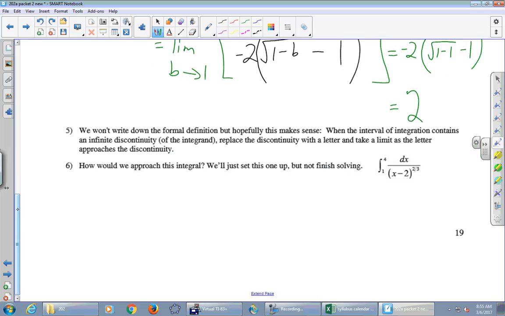Okay, so number 5 is really informal. When the interval of integration contains an infinite discontinuity, you just replace the discontinuity with a letter and take a limit, just like we did.